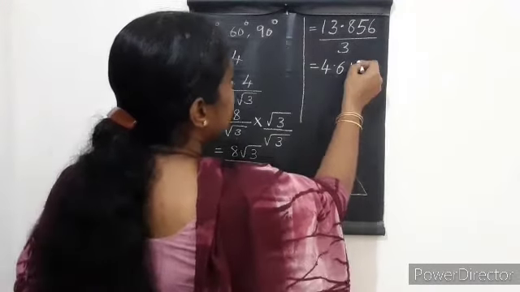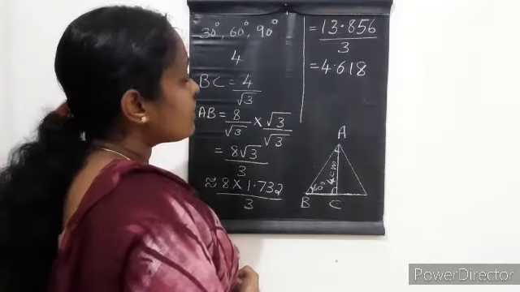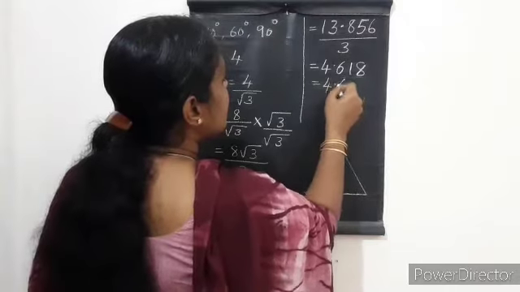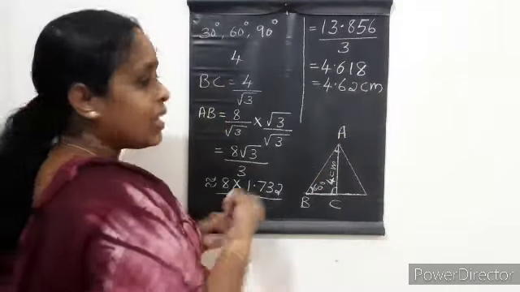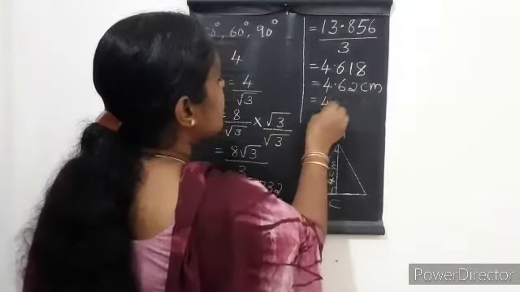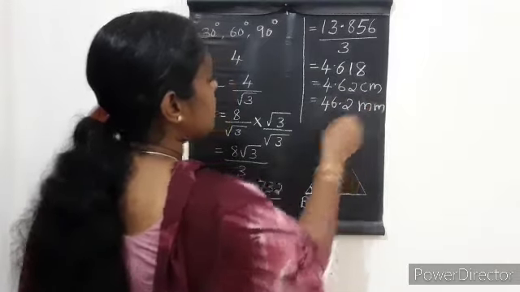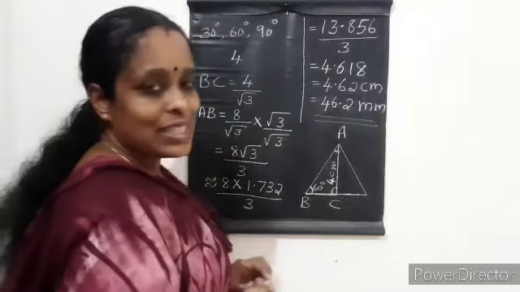And 1, 8. So we get 4.618, and this is equal to 4.62 centimeter. And if we write it in millimeter, we get 46.2 millimeter. So this is the answer, 46.2 millimeter.